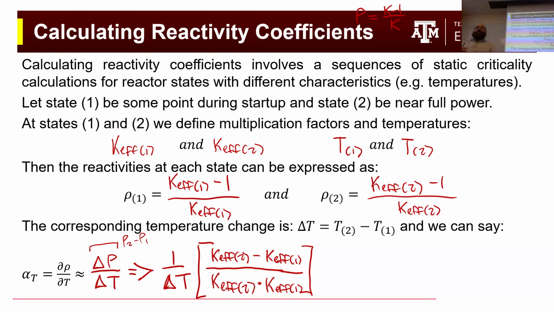So if our reactor was going through the startup procedure and we had an in-core detector where we could determine what K effective is, and some kind of temperature sensor that can tell us the delta T, then this is a way that we could approximate what the alpha T of our reactor is, based on knowing the final and initial temperatures and the final and initial K effectives.